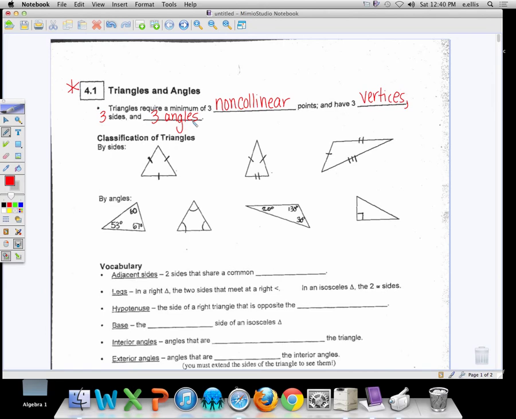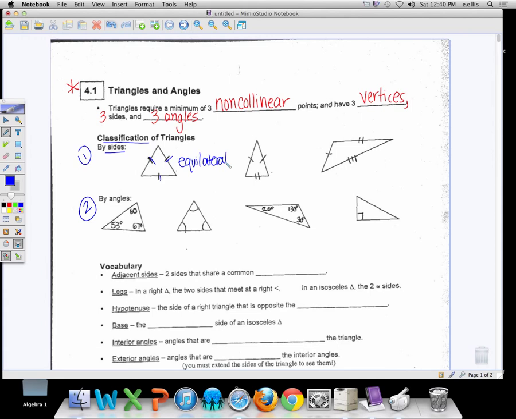Now when we classify, we have used the terms isosceles and equiangular a little bit in the last unit, but there are so many more ways. And when you classify a triangle, you do it in 2 ways. The first way is by sides. The first triangle here has 3 congruent sides on it. If all 3 sides are congruent, we call this equilateral.